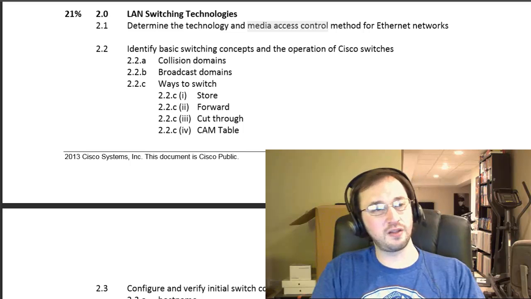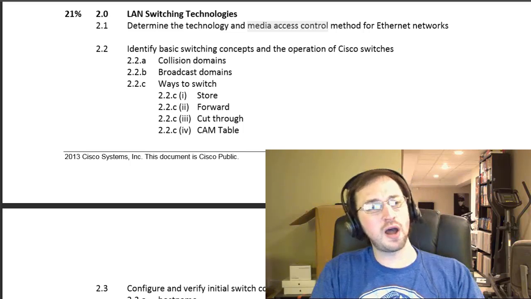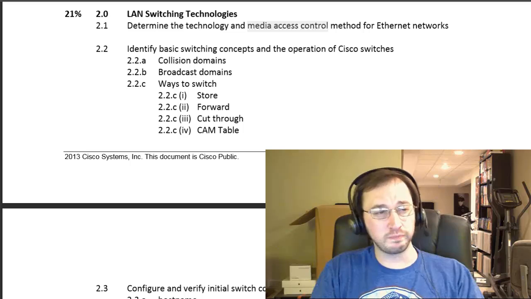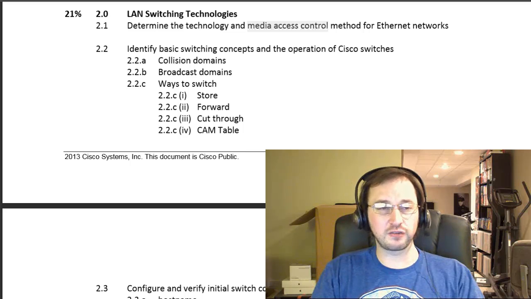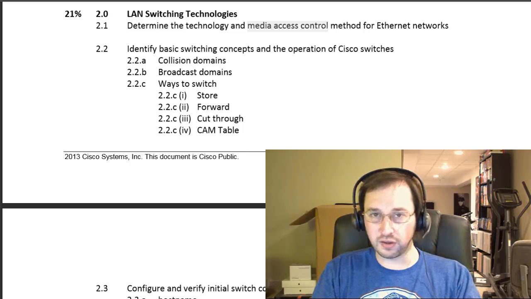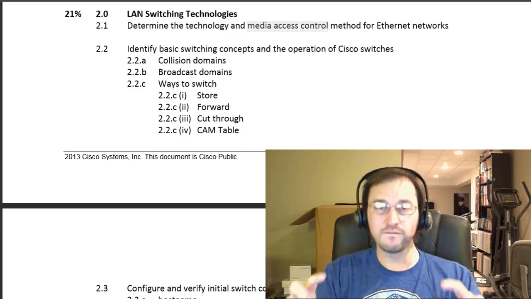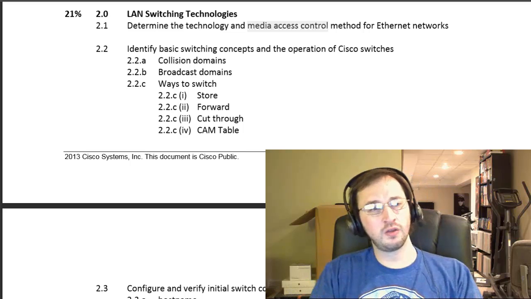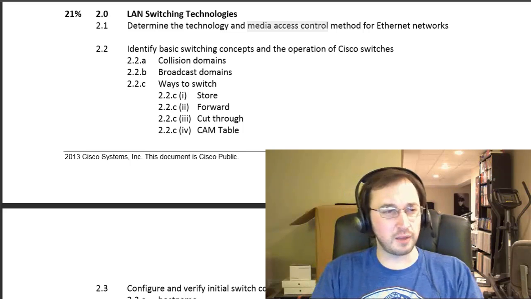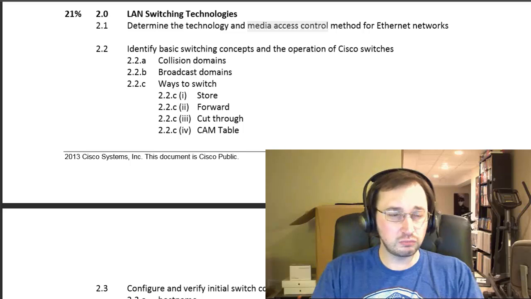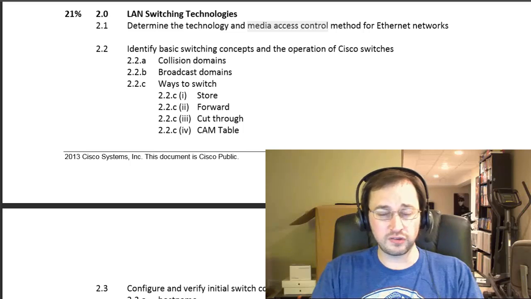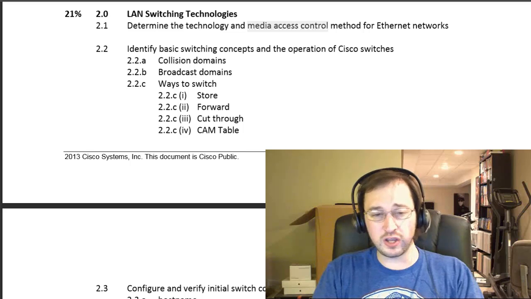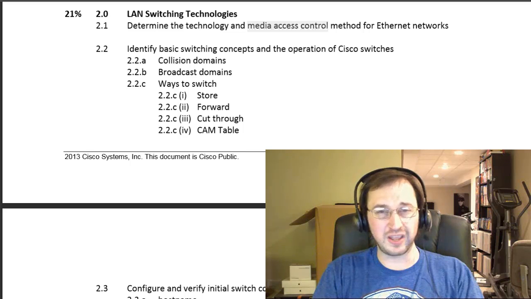So let's hit LAN Switching Technologies. 2.1 here, kind of a loaded one. They say determine the technology and media access control method for Ethernet networks. Remember that phrasing, media access control, very important. So let's take it one step at a time. Determine the technology for Ethernet networks. This is basically telling you need all the book knowledge about Ethernet.